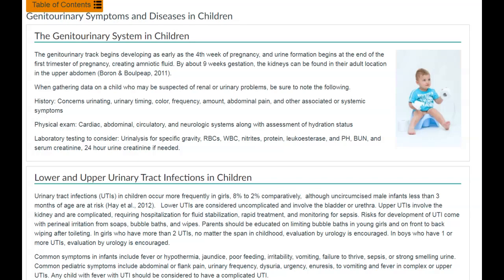When gathering data on a child who may be suspected of renal or urinary problems, be sure to note the following. History: concerns urinating, timing, color, frequency, amount, abdominal pain, and other associated or systemic symptoms. Physical exam: cardiac, abdominal, circulatory, and neurological systems, along with assessment of hydration status. Laboratory testing to consider with the genitourinary system in children: urinalysis for specific gravity, RBCs, WBCs, nitrates, protein, leukocyte esterase, and pH, BUN, and serum creatinine. A 24-hour urine creatinine if needed.